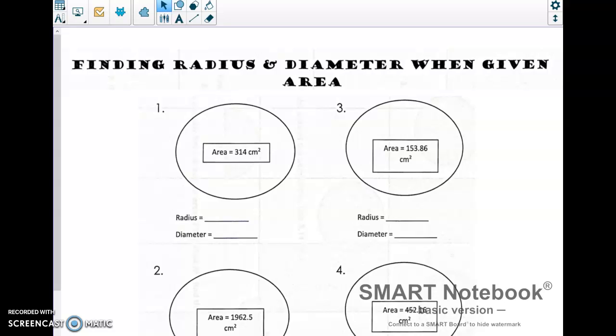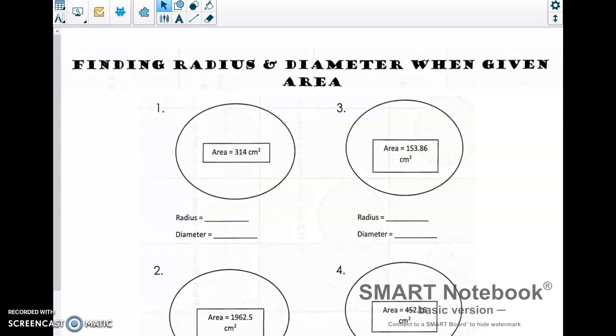So you need your note packet. I'm on this page that says finding radius and diameter, when given area. You need a calculator and a pencil. If you don't have your note packet, just take out a piece of paper. There's not much to copy down. Just copy down as we go. Once you have all your materials, let's get started.